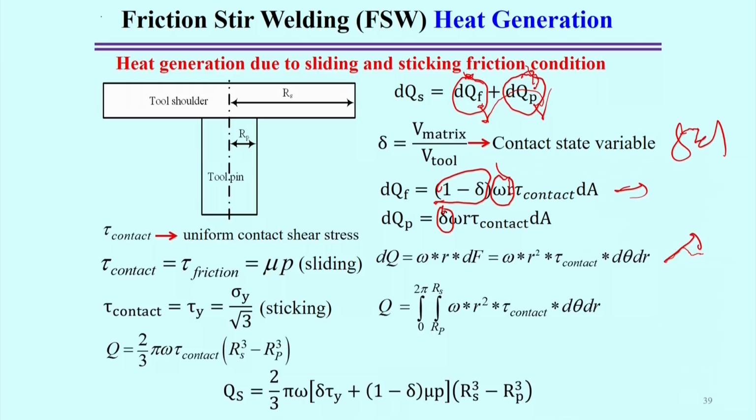then omega r df can also be represented by the elemental area, so d theta into dr. If it is a circular component, suppose this is d theta and this is dr, that represents this area. So, r d theta into dr represents that elemental area.